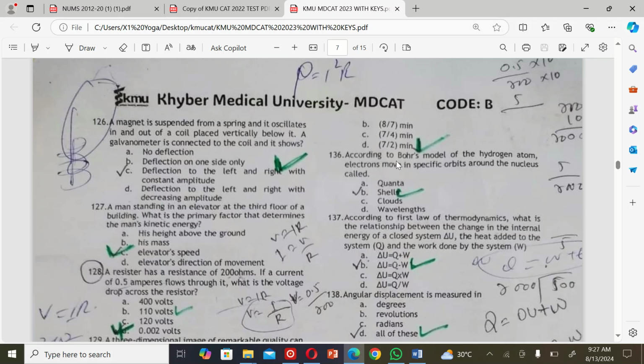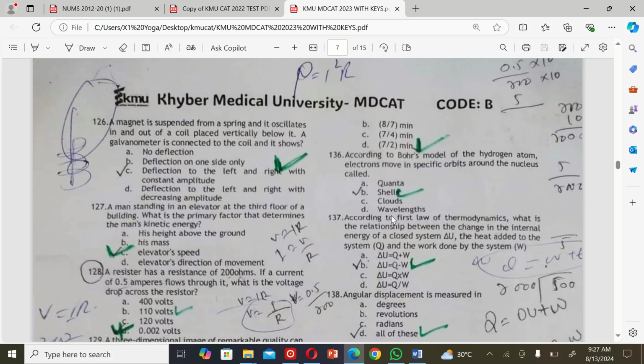The next MCQ is: according to Bohr's model of the hydrogen atom, electrons move in specific orbits around the nucleus called A. Quanta, B. Shells, C. Clouds, and D. Wavelengths. So the correct option is B. Shells.